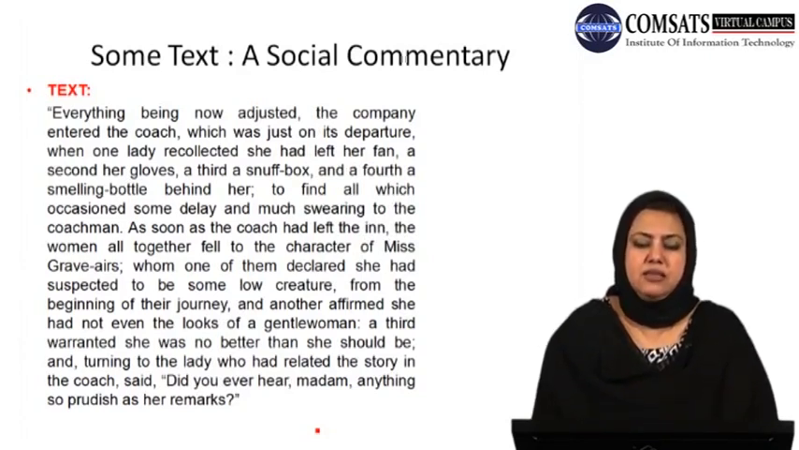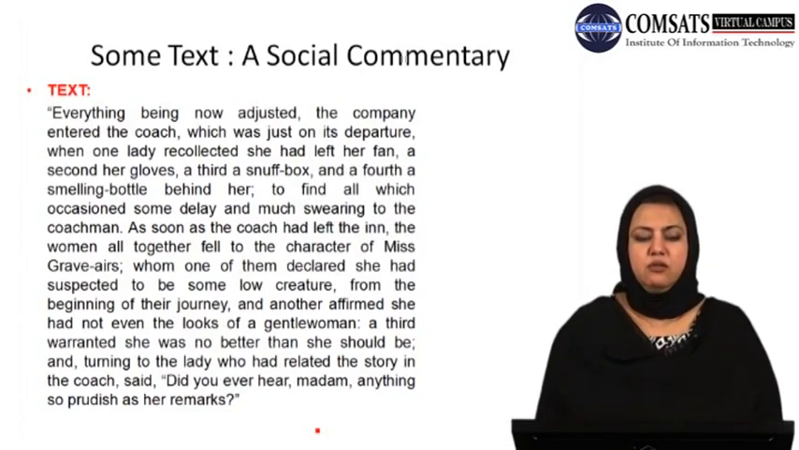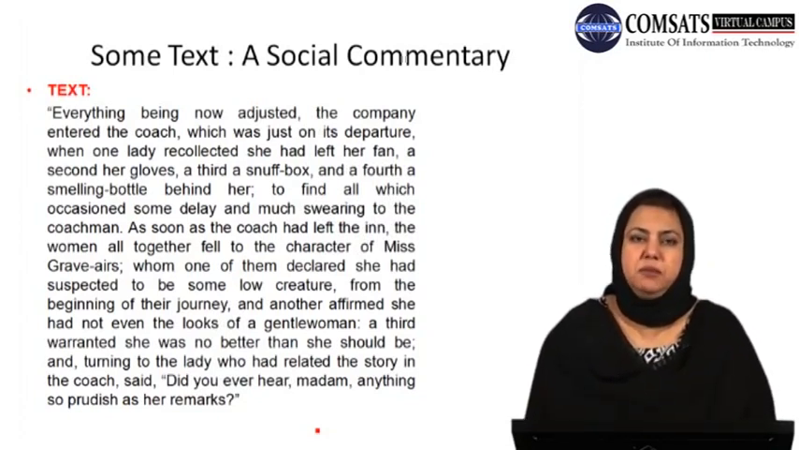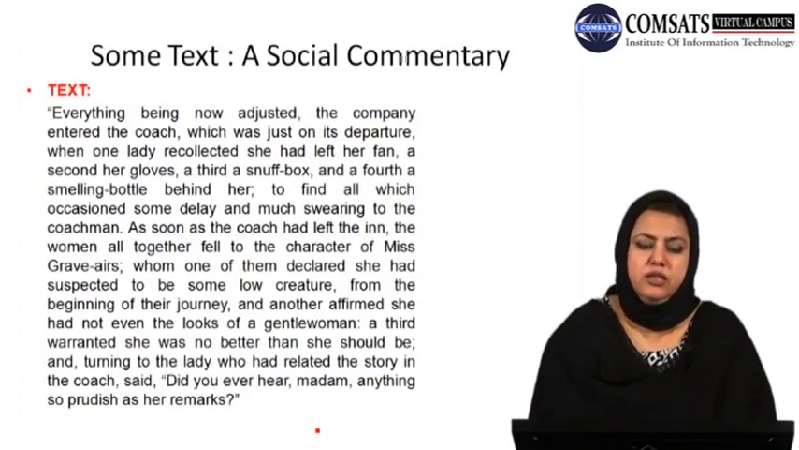However, once the journey starts, again everybody starts criticizing the character of Miss Graveairs. Again, Fielding as a satirist and as a moralist is pointing out how vanity leads people to believe themselves to be very good, whereas others are bad, and how people criticize others without any proof. They start blaming, and they would talk about their character.